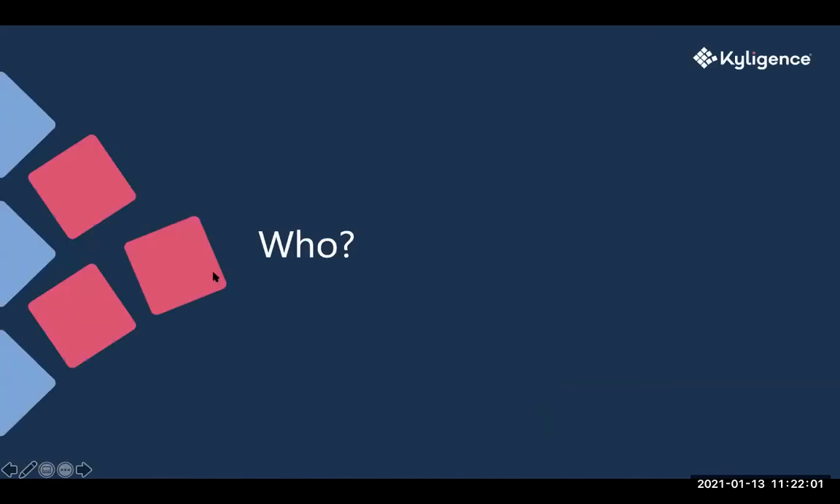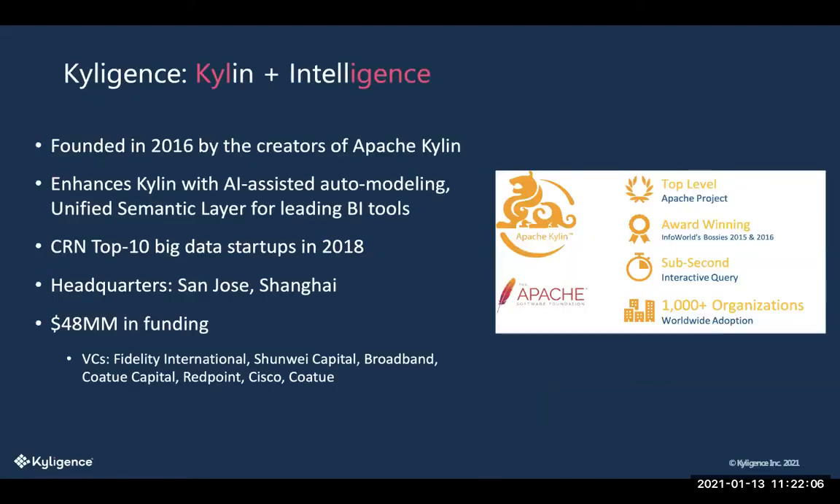So just want to finish out by telling a little bit more about Kyligence, who we are. We are the company that brings you the commercial product based upon Apache Kylin, which is a top level Apache project, award winning over the years. The point of Kylin was to deliver distributed OLAP sub-second interactive queries against very, very large data sets, used by over 1,000 organizations around the world.